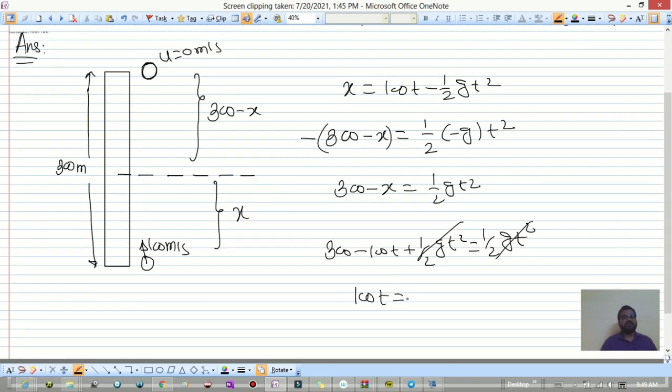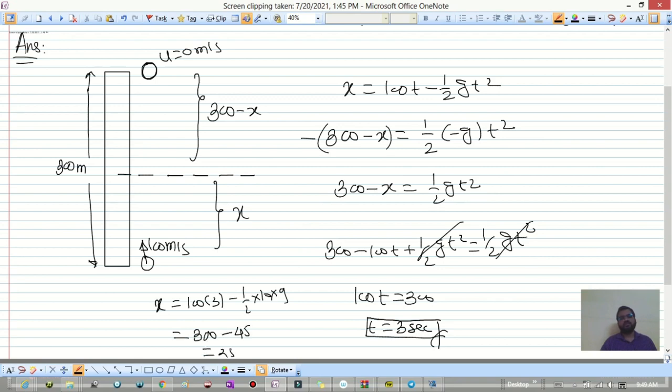So 100t is equal to 300. So what is t? 3 seconds. So that is when they will meet. They will meet at time t is equal to 3 seconds. And at what distance, at what height from the ground? It is 100 into 3 minus 1 by 2 into 10 into 9. If you solve this, you will get 300 minus 45, which is 255 meter. So at a height of 255 meter from the ground they will meet, and at time t is equal to 3 seconds they will meet. So I hope this is clear now.